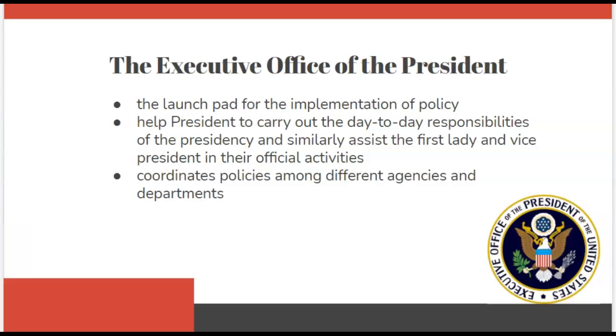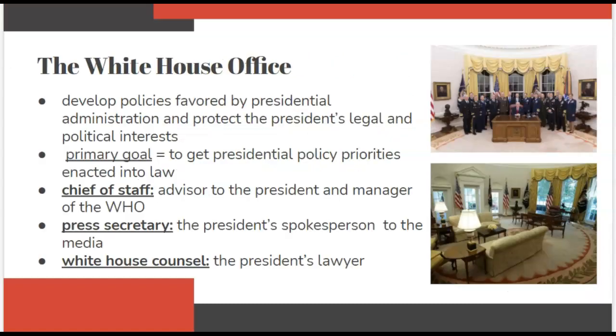In addition to the cabinet, the president is also advised by the executive office of the president. So what does this look like? They're the launching pad for the implementation of policy. They help the president carry out the day-to-day responsibilities of the presidency and assist the first lady and vice president in their official activities. And they also coordinate policies among different agencies and departments. The president does not need senatorial approval for the executive office. The White House office is more directly affiliated with the president, and this includes the chief of staff, the press secretary, and the White House counsel. I'll go into detail with this in the next part.